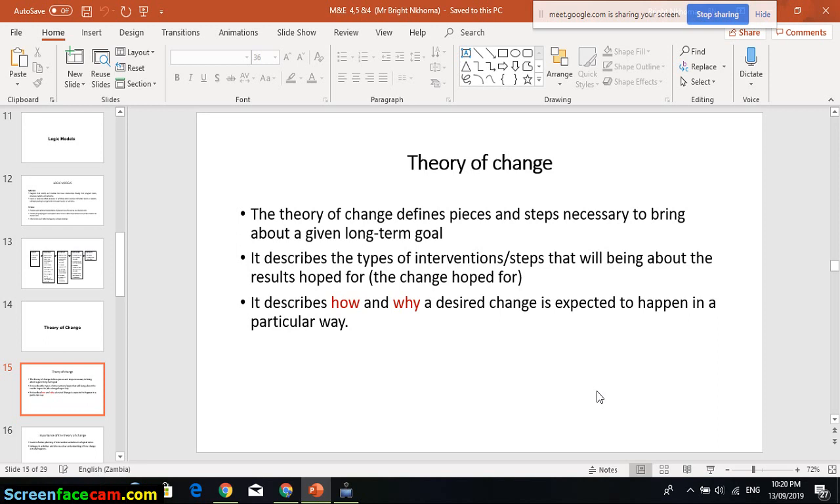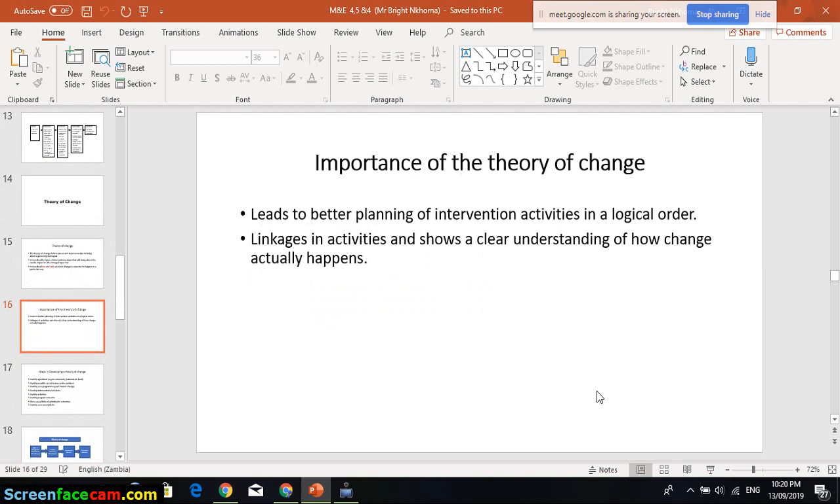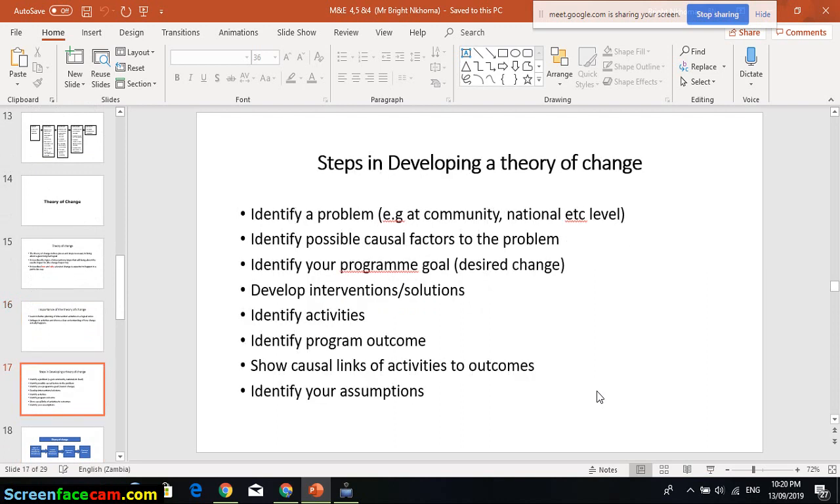It describes the types of interventions or steps that will bring about the results opted for. It describes how and why a desired change is expected to happen in a particular way. It leads to better planning of intervention activities. Okay, we looked at this. Then, how to develop a theory of change. The first thing you do is identify what the problem is. Others call it problem identification; they'll call it a needs assessment. Are we together?